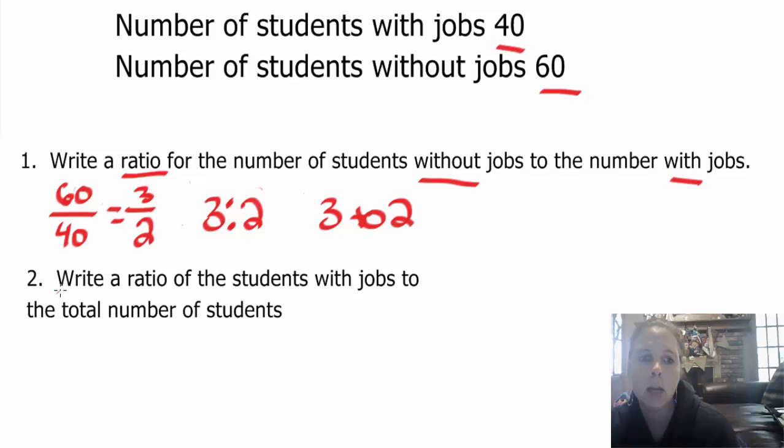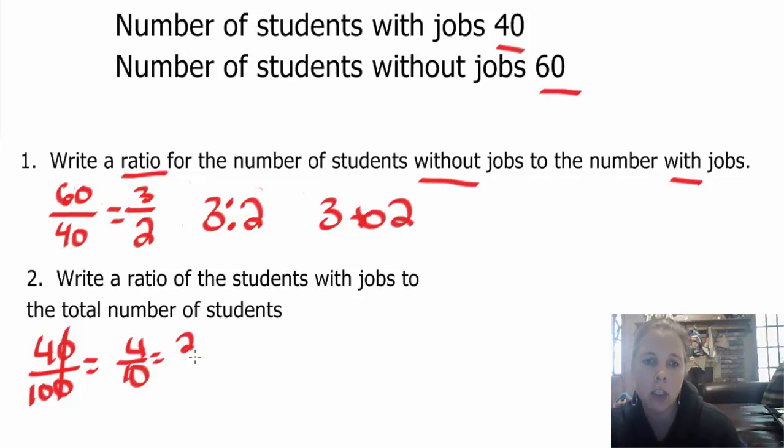Okay? So number 2, write a ratio of the students with jobs to the total number of students. So with jobs was what? 40. And then what's our total number of students? Well, you add it up. 60 plus 40 is 100. Okay, if you cancel it this way, 4 out of 10, which if you divide by 2, which is 2/5. Or you can have 2 colon 5, or you can have 2 to 5.